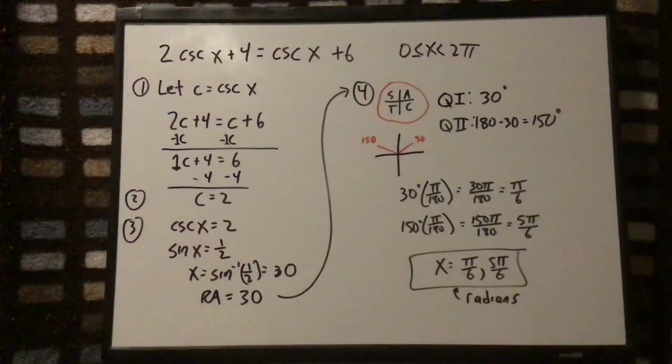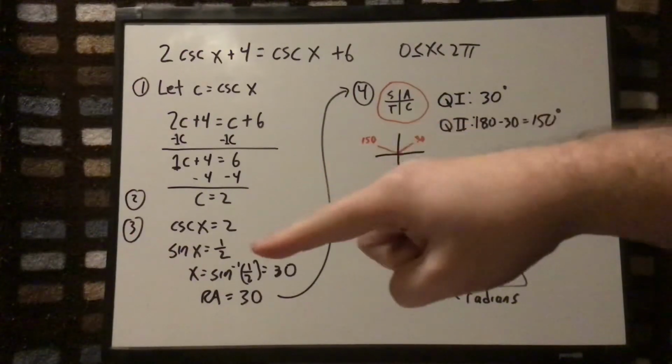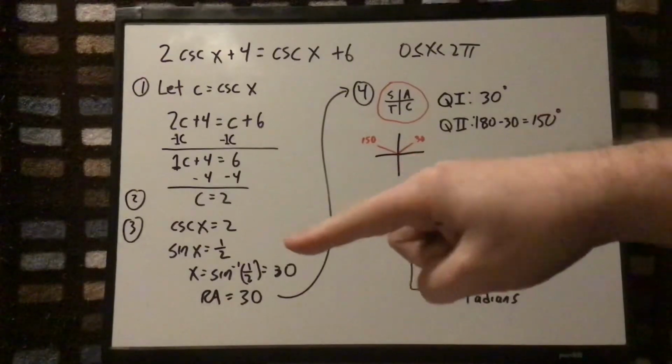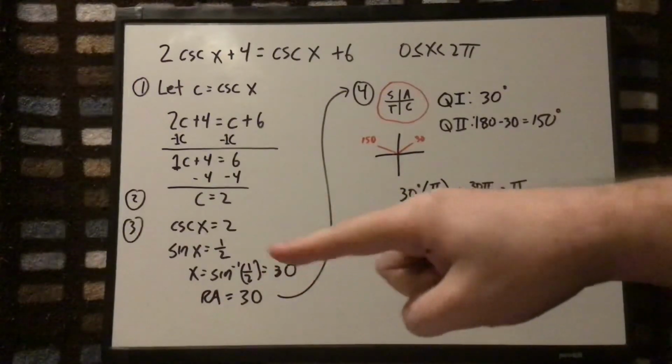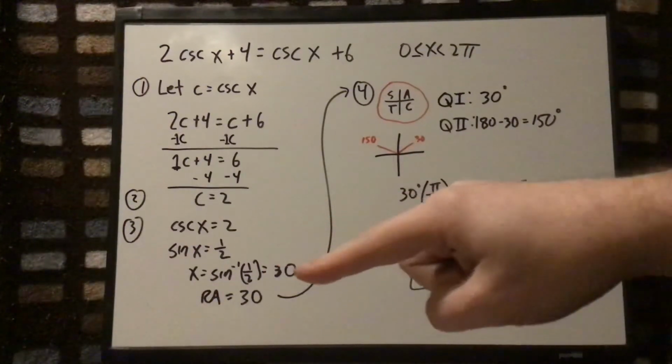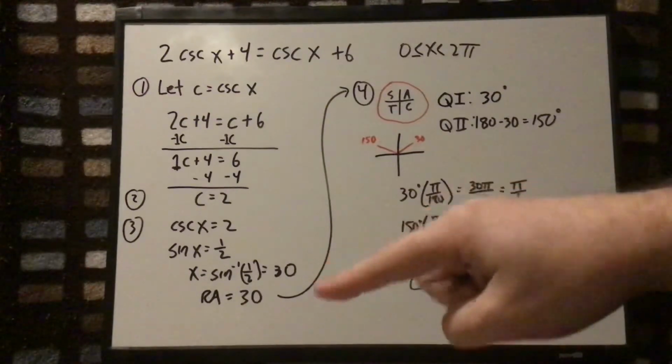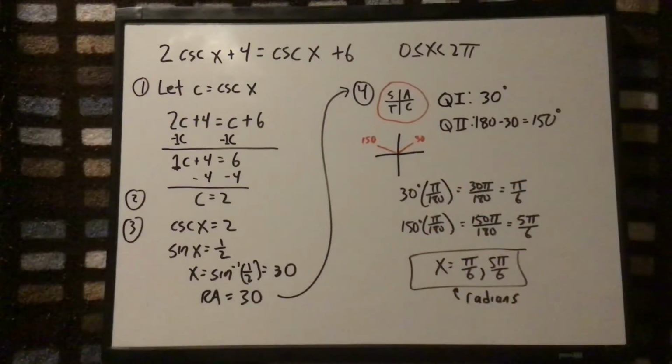If cosecant x equals 2, realize 2 is 2 over 1. So if you want to flip it over, cosecant can turn to sine. Just flip the 2 over 1 into 1/2. Now you can take sine inverse of 1/2. So it's actually similar to the problem I did. Sine inverse of 1/2 comes out as 30, so the reference angle is 30.